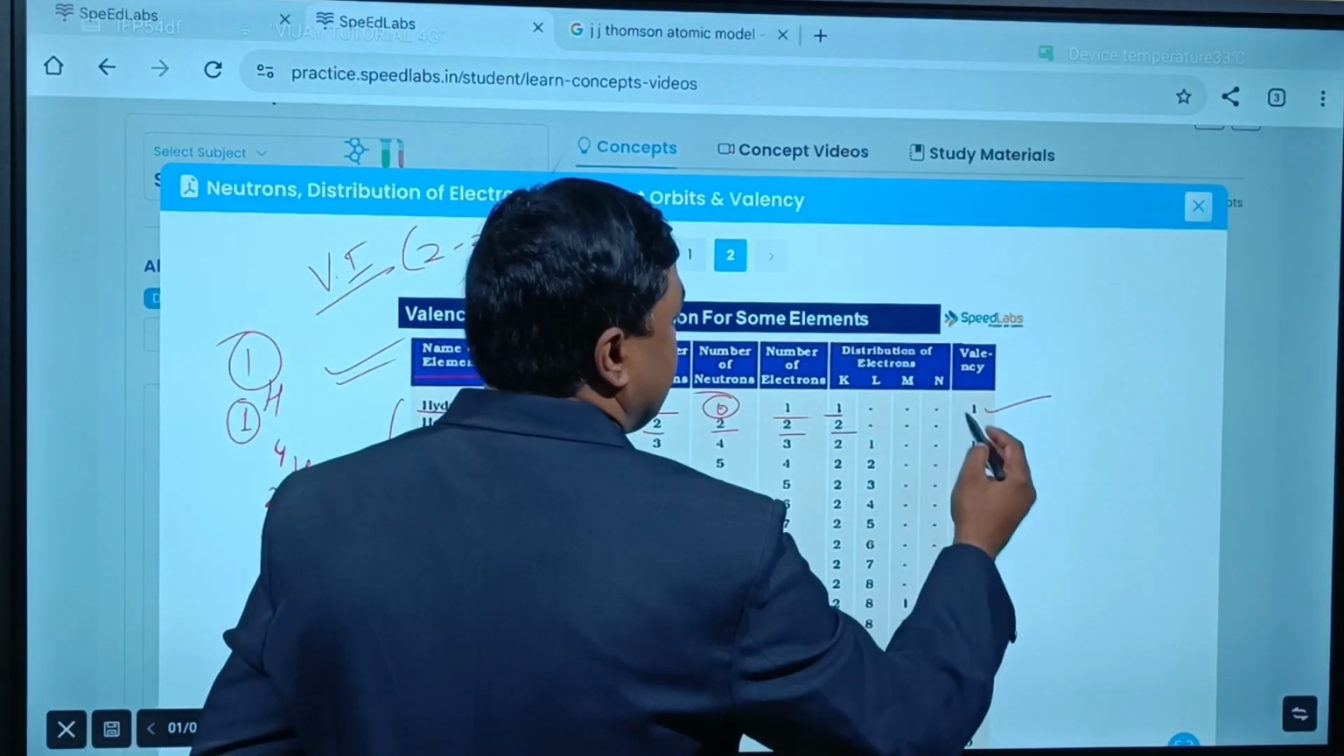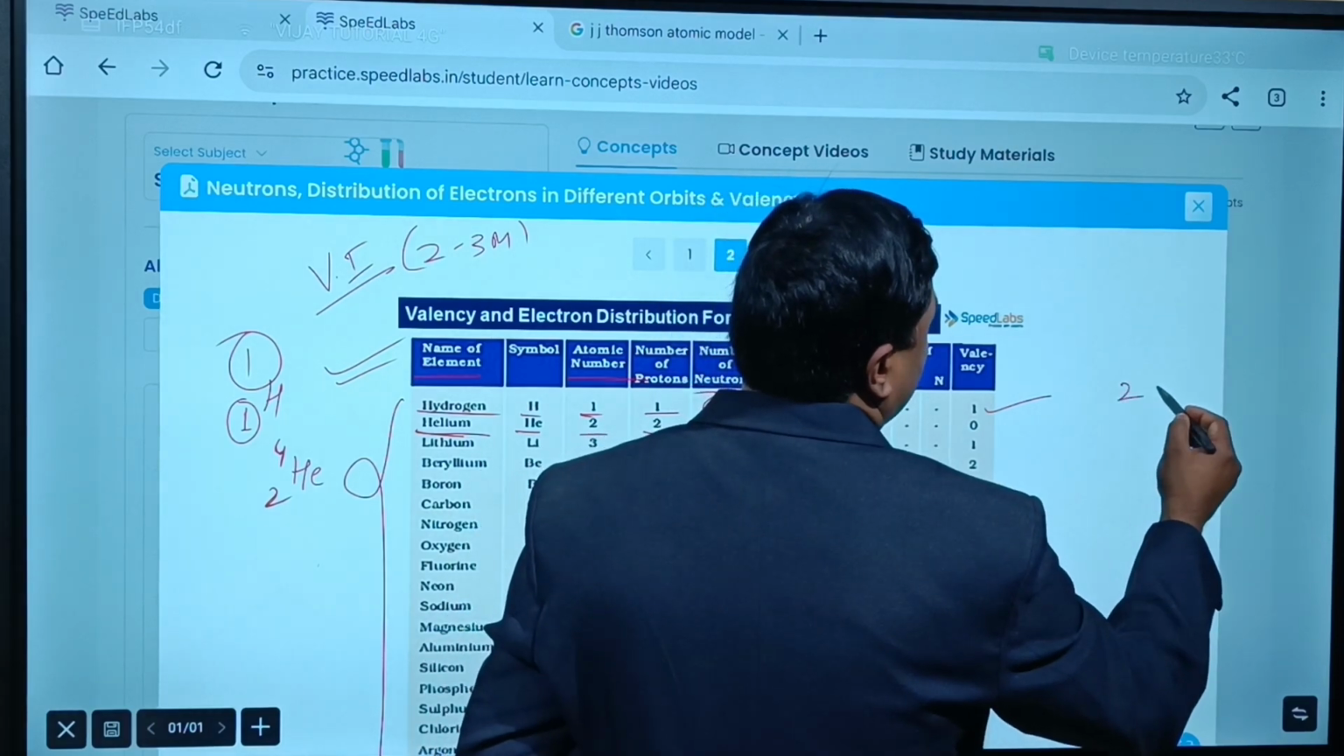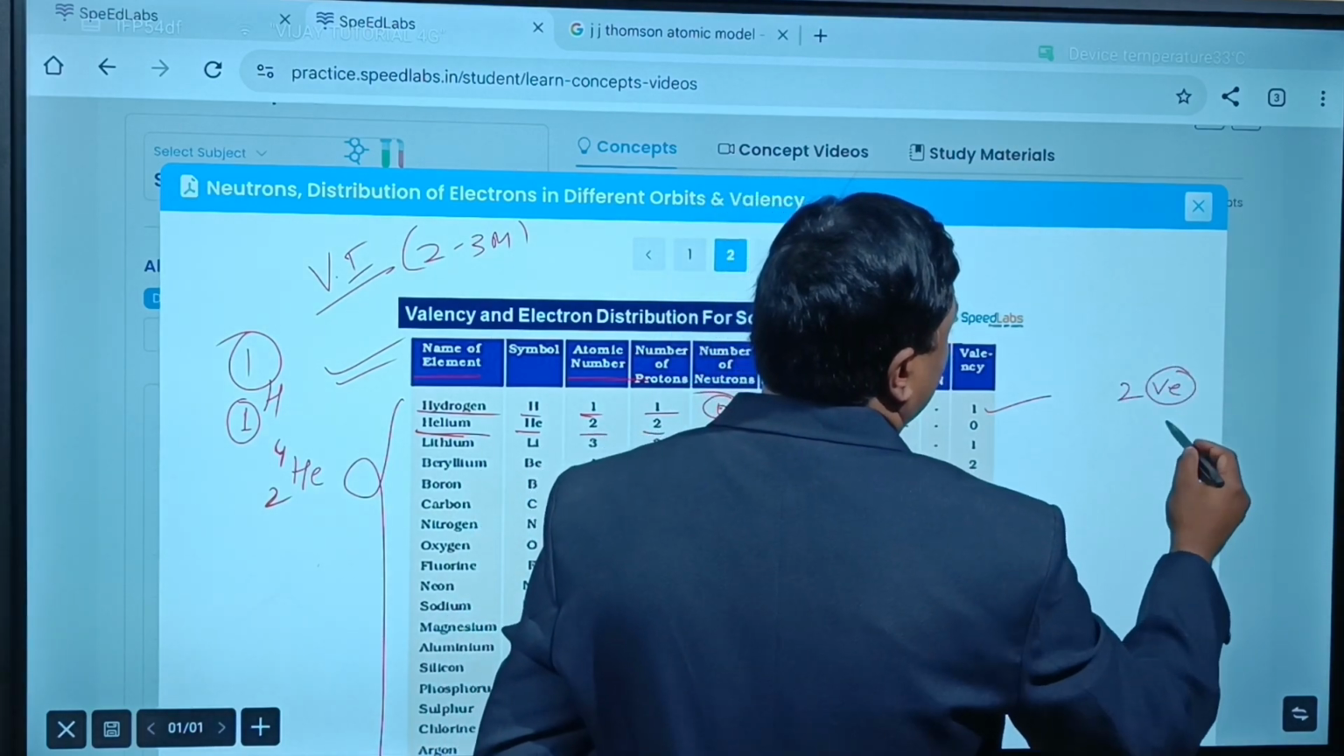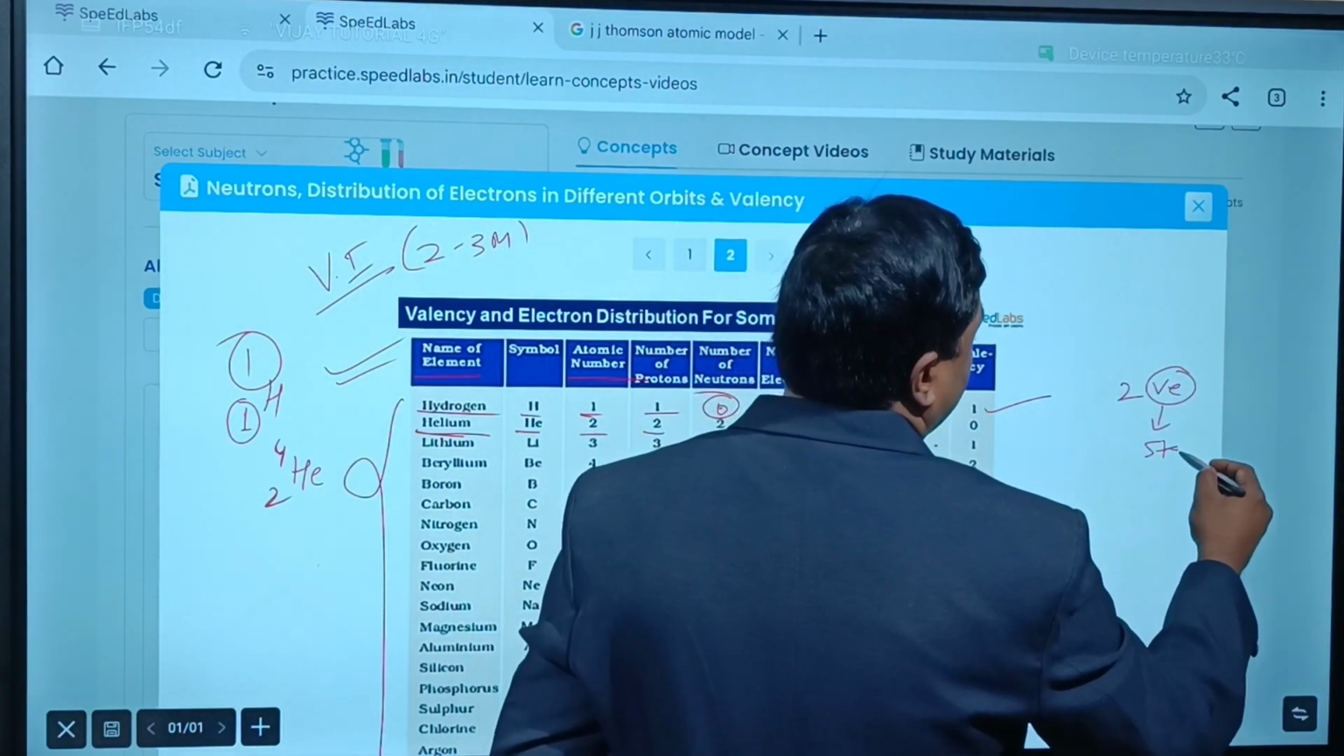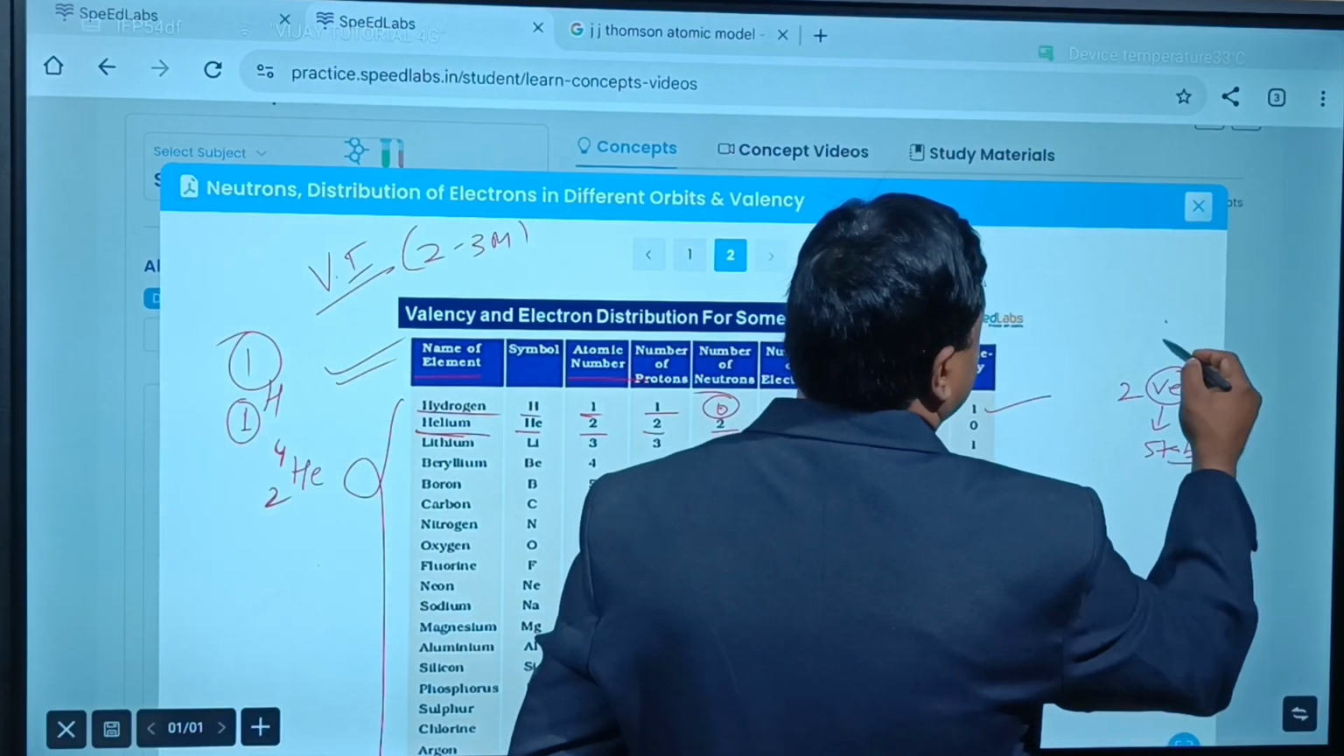So what is the valency? 0. If the valence electron is 2, then it is also stable, and the valency is what? 0. This is in case of helium.